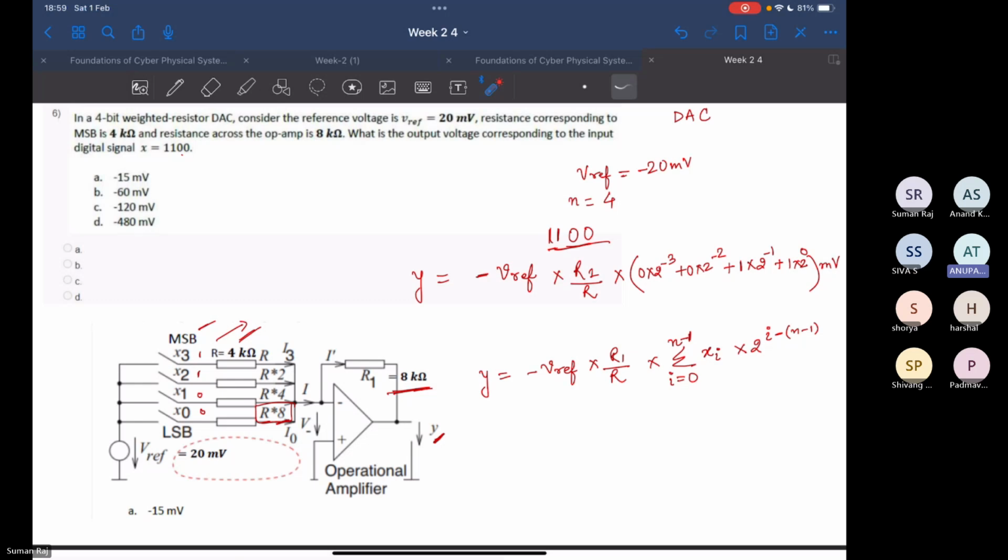So now if we say 20, the first factor, 8 by 4, is half, so it will come 10. Now half plus 8 by 16. Yes, so it is 1.5. So 1.5 into 20 millivolt. So that is the answer.